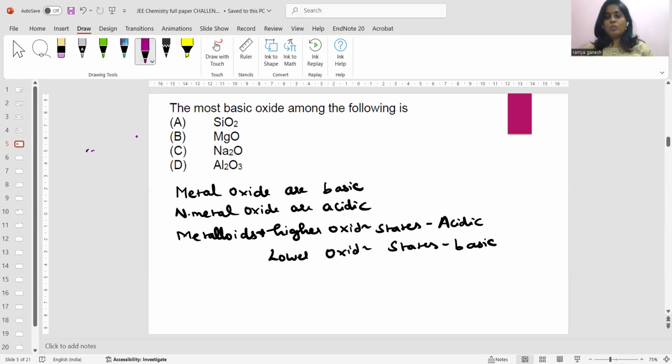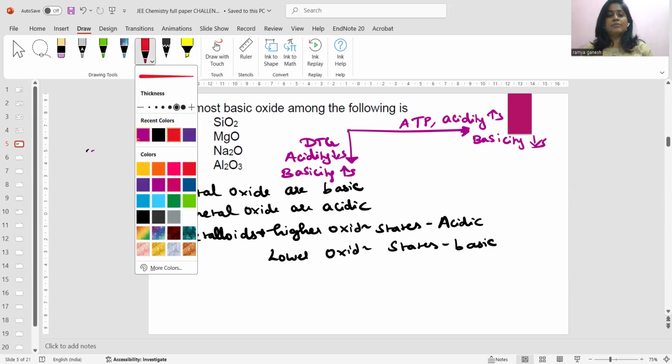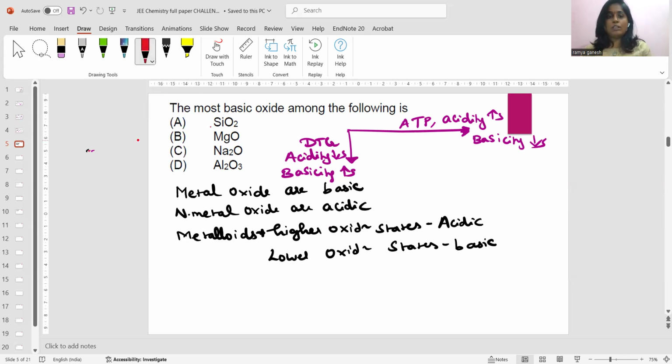Also, what do we know when looking at the periodic table? Across the period, acidity increases, and what happens to basicity? Obviously it decreases. Down the group, acidity decreases, and basicity increases. Now let's start fixing these elements. Number one, silicon dioxide. Silicon, we know, is a metalloid. What oxidation state is it in right now? Plus 4. Is it the highest positive oxidation state? Yes, it is. So it is an acidic oxide.